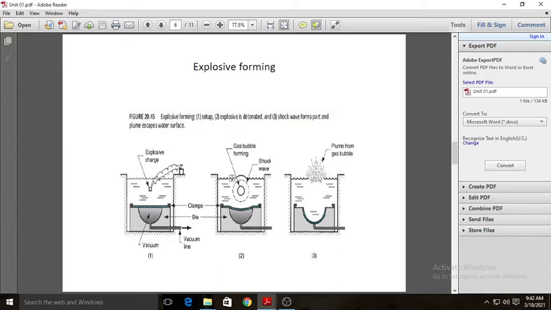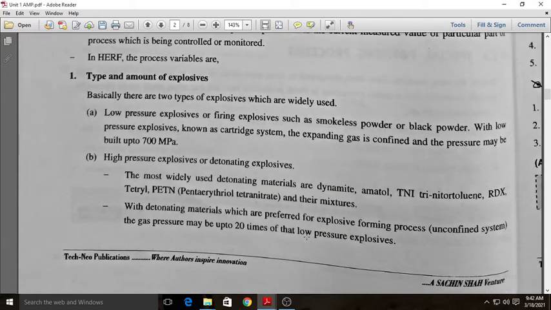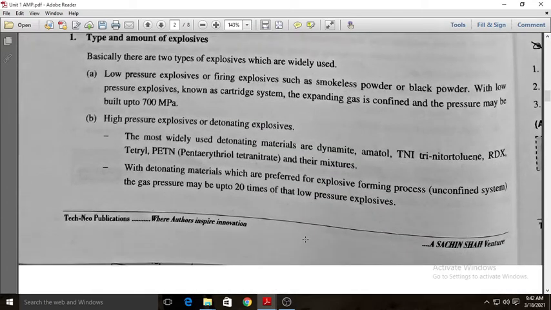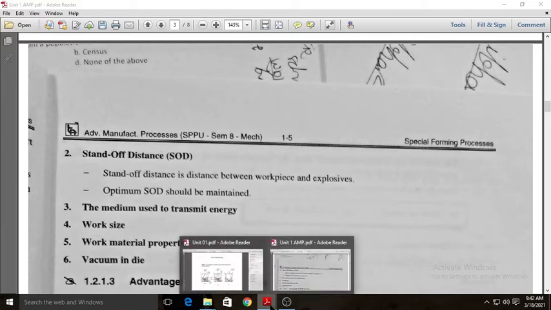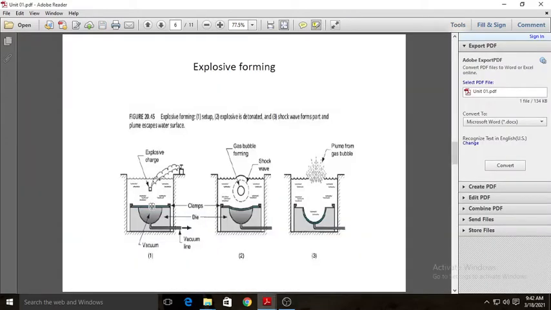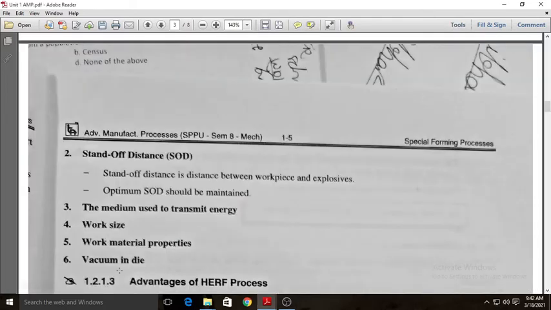Okay. Second is the stand-off distance. The stand-off distance means the distance between the workpiece and the explosion. Here you can see, the distance between this workpiece and the explosion is the stand-off distance. Third one is the medium used to transmit energy.